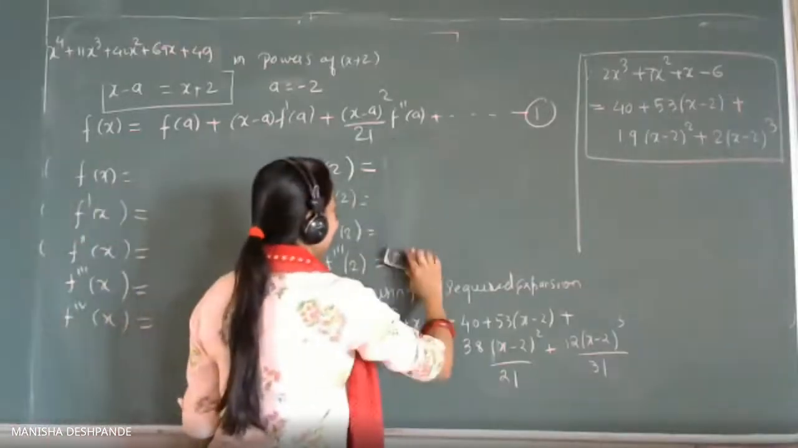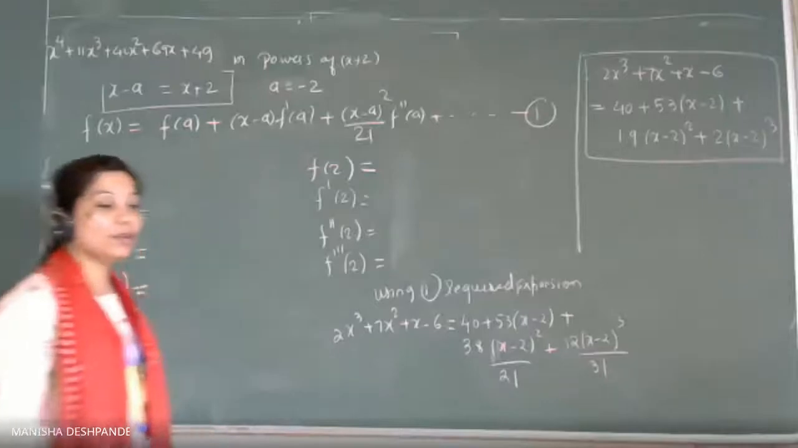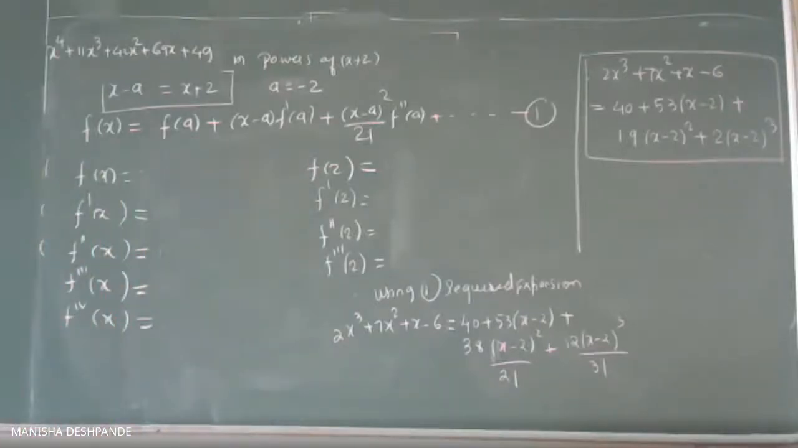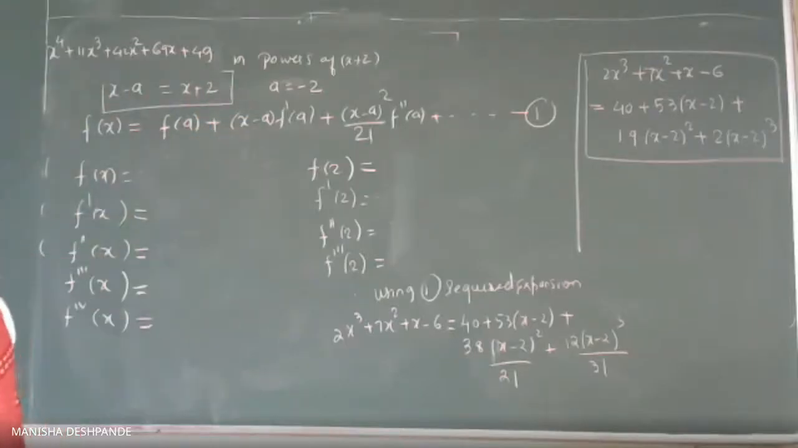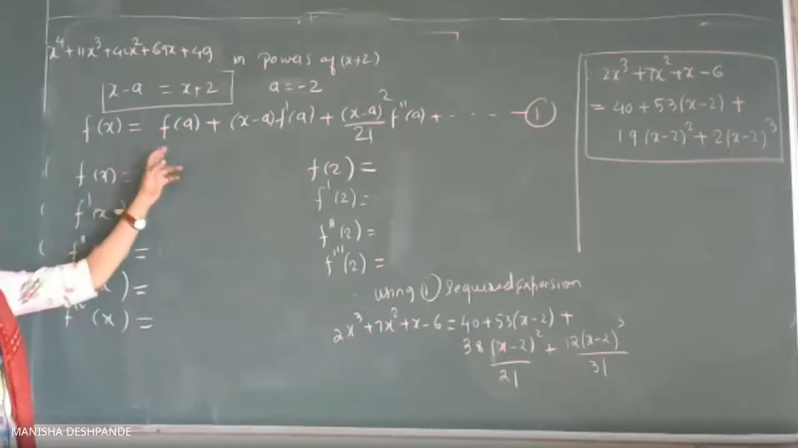Ma'am, why are we not using the x plus h expansion here? You can use the x plus h expansion, but on the left hand side, if it is x plus h, your question should be in terms of x plus h. What's your question? The question is in terms of x only, not f of x plus h. There is no h term here. Are you getting it? The powers required is x plus 2. That's why you have to use this formula only. Okay, thank you.